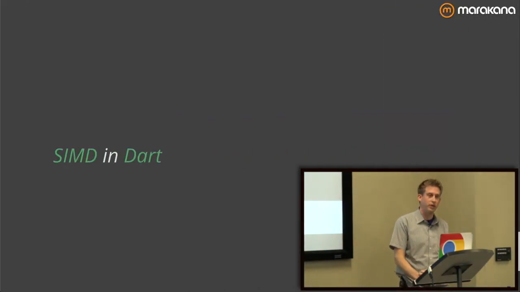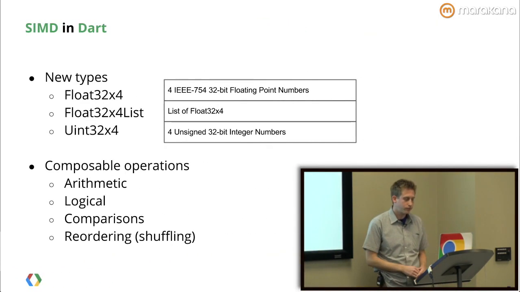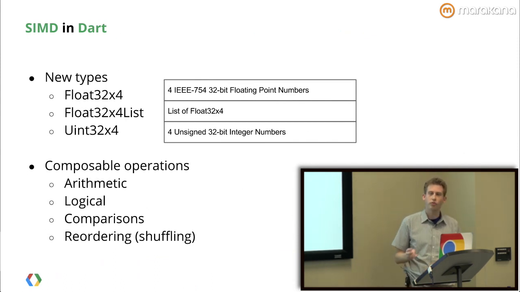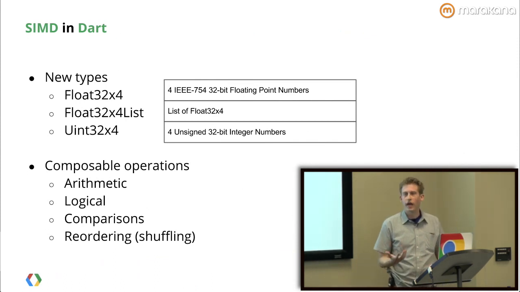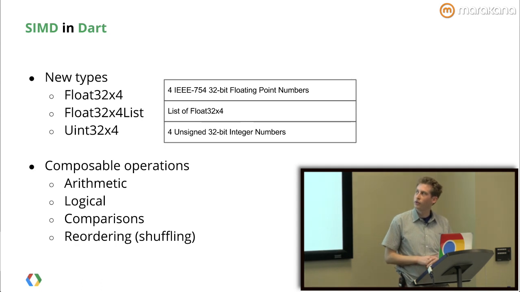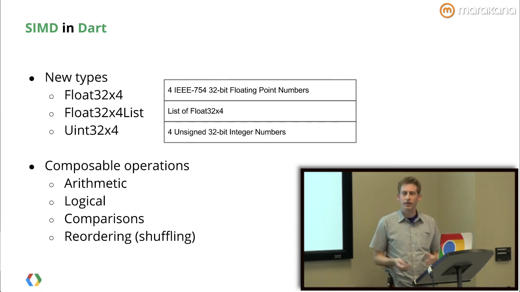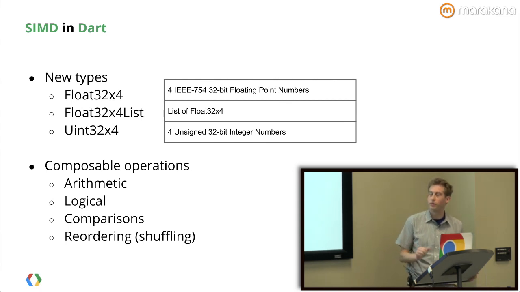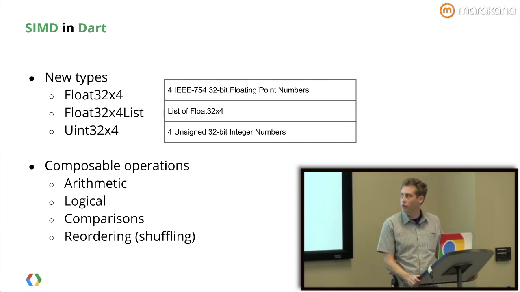So this brings us to SIMD and Dart, which consists of 3 new types. Dart has types. There is float32x4, and that's just 4 32-bit floats packed together. There's a list of these, and if anyone does WebGL development, there's Float32Array. This is the equivalent of that, but for SIMD values. And there's also uint32x4, which is just 4 unsigned 32-bit integers tucked inside of 128 bits.